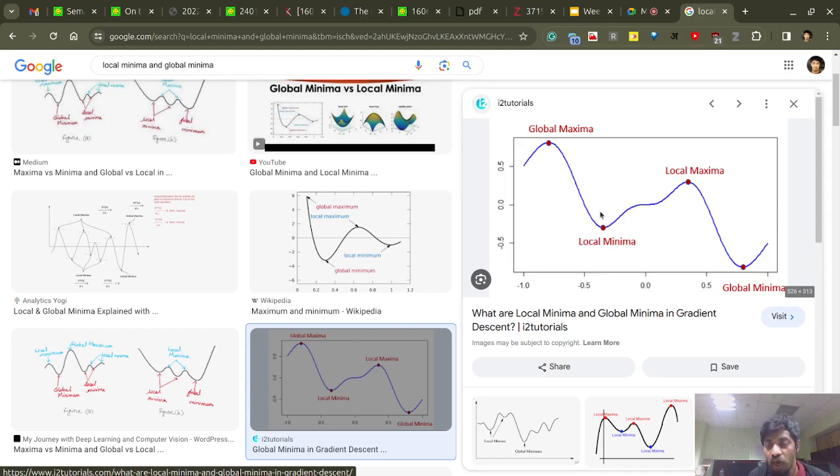So local minima means at some point both sides have higher points and it is in the middle, between them. Suppose we consider only this part of the function, then it is minimum here, right? But if we consider this as a whole, this is not the minimum. So in some local area this is the minimum, that is why it is called local minima. But we want to find the global minima, so that is why the loss function will be the lowest.